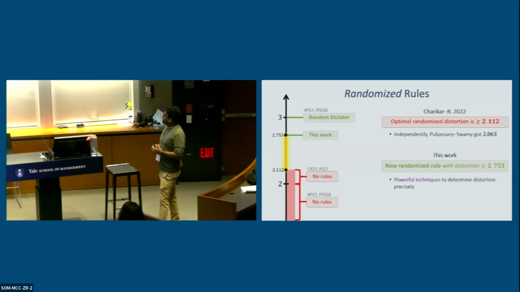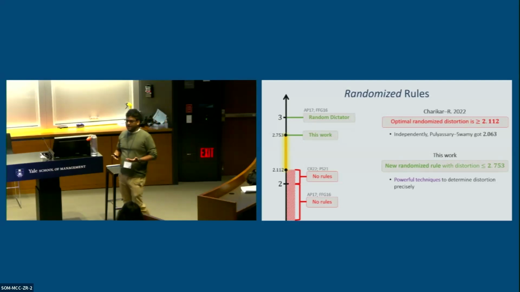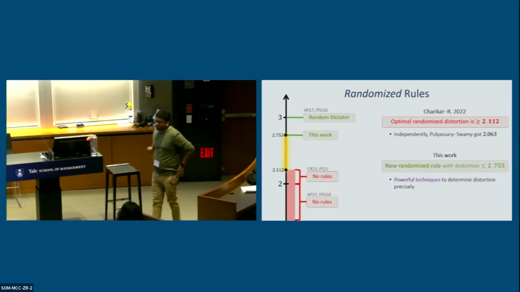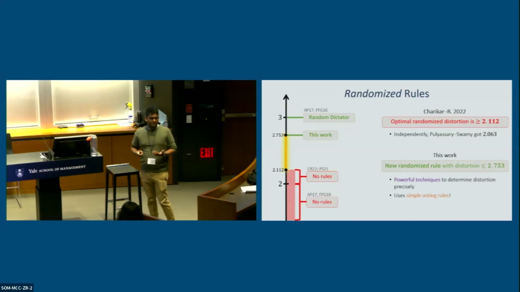And so one thing that we do is we develop some powerful techniques that can be used to determine the distortion of a given voting rule with a kind of surgical precision. And this is kind of the key technical contribution that we have that allows us to get this improvement. And the other thing is that despite these kind of hardcore techniques, we actually get very simple voting rules out of them. And so I'm not going to go into a huge amount of detail, but I want to tell you a little bit of the flavor of these voting rules.